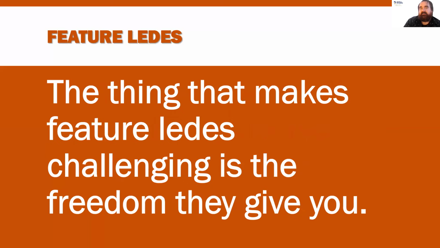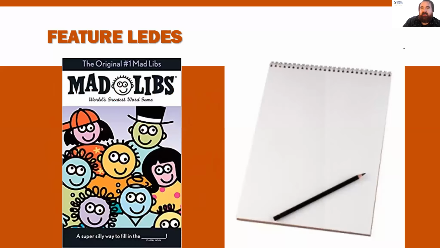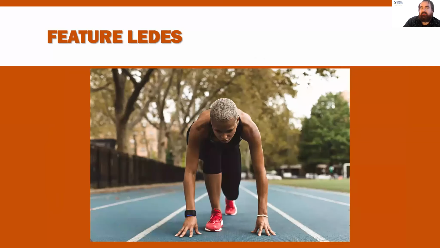The thing that makes a feature lead challenging is that it gives you freedom, whereas a lot of the times when you're working on a recap story, and I've talked about how you could almost build it off of a template, right? It's almost like playing Mad Libs. It is insert team name here, insert score here, insert win or loss here, right? It all sort of follows a template. Whereas the feature lead is more like giving you a sketchbook and asking you to draw something. It's much more challenging.